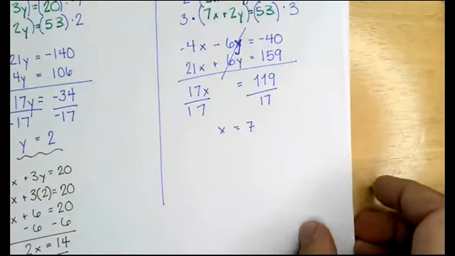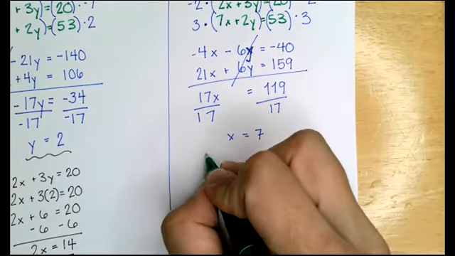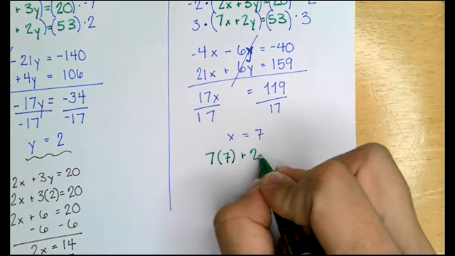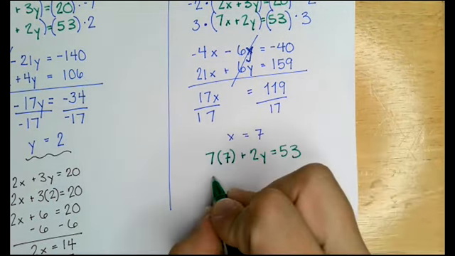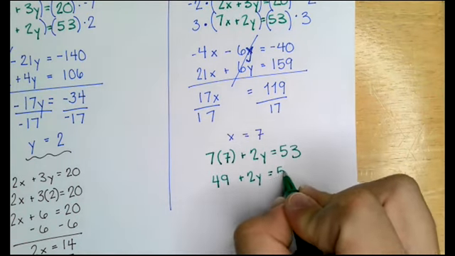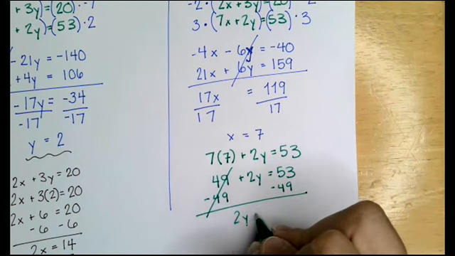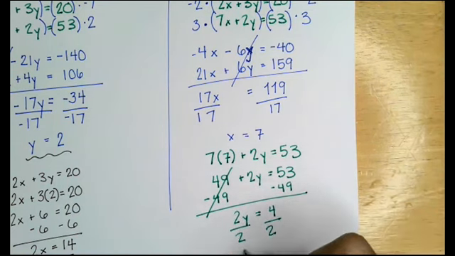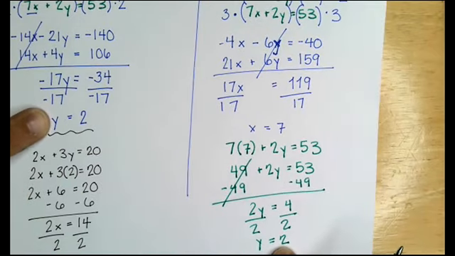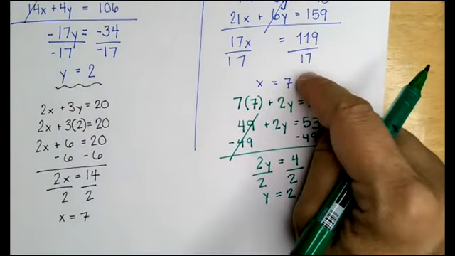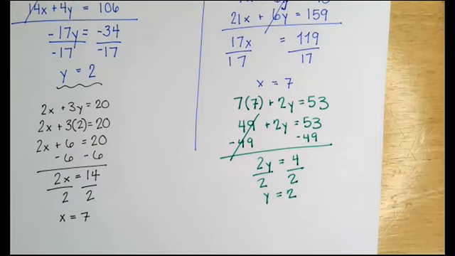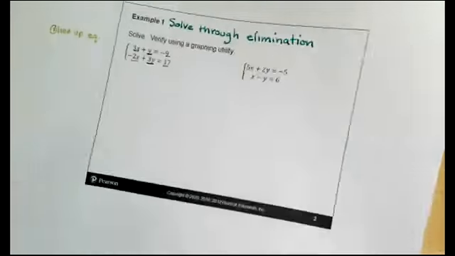So again, if I put 7 in for x, and this time I'll use the other equation, 7 times 7 plus 2y equals 53. 49 plus 2y equals 53. Take away the 49. 2y is 4. Y is 2. So we still have the same answers. Y is 2. X is 7. So it doesn't matter how you eliminate or which one you eliminate, as long as your math is correct. Okay, I just wanted to make sure we understand what it means to solve through elimination.